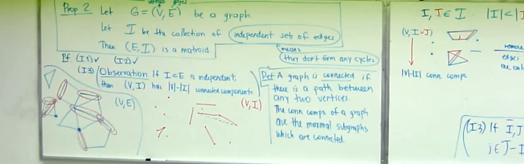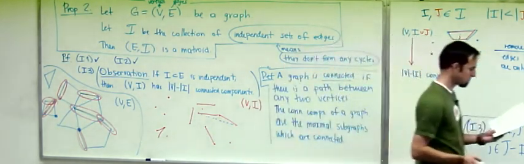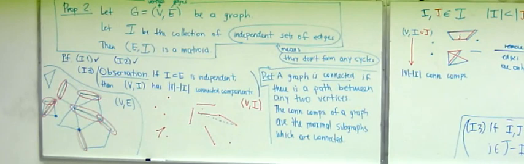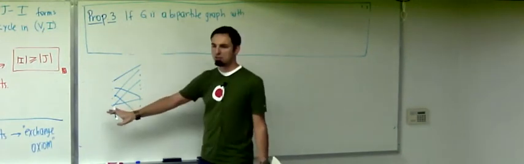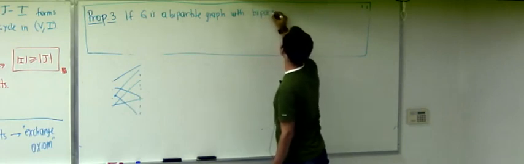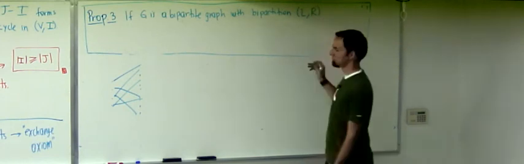Okay. Proposition 3 is going to say that if you start with this situation that we had, this is called a bipartite graph. It has a left side and a right side, and the edges can only go from left to right. So you have some graph like this. Okay. If G is a bipartite graph, and the split into left and right is called a bipartition. Big word for nothing. A bipartition just means left and right.